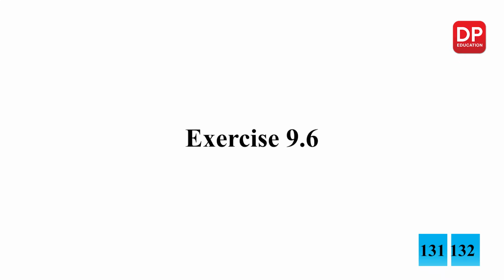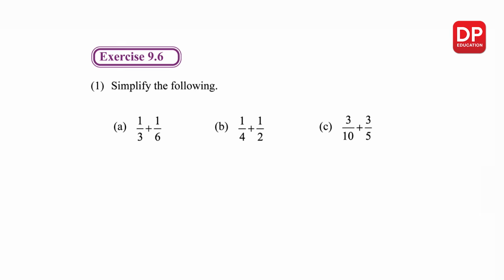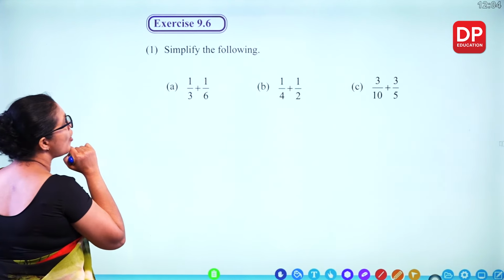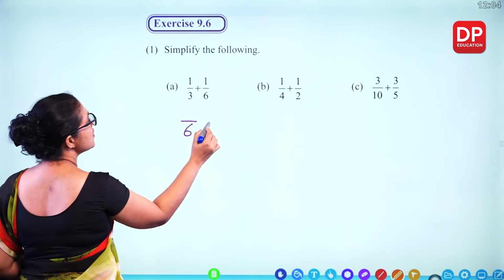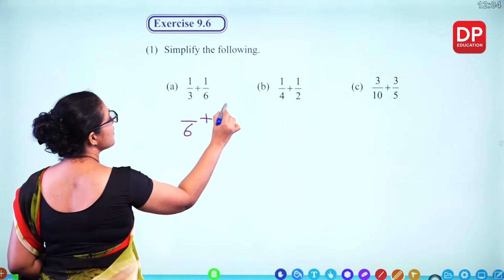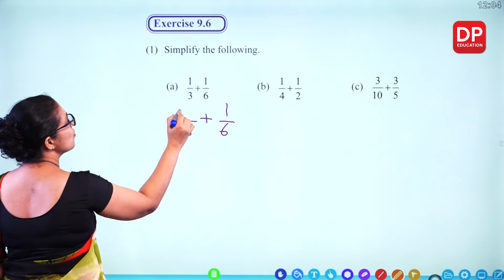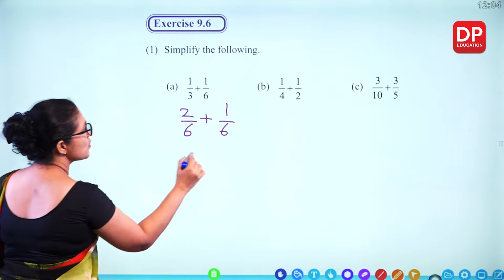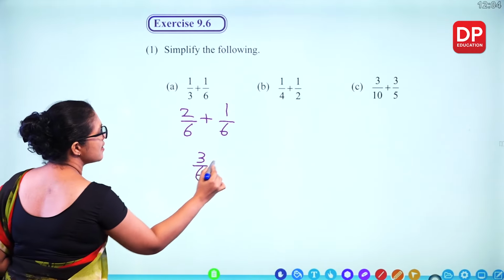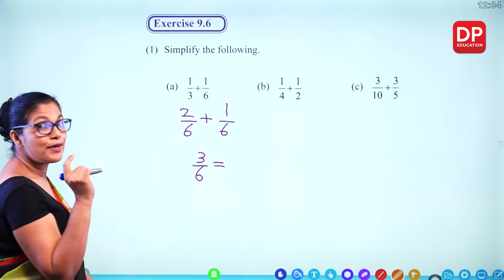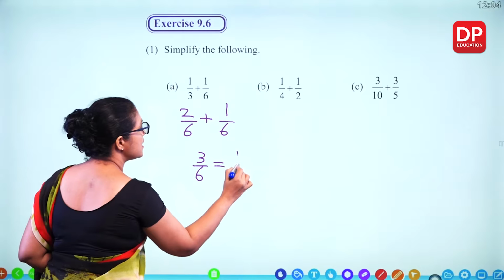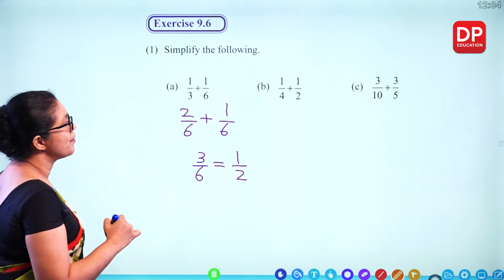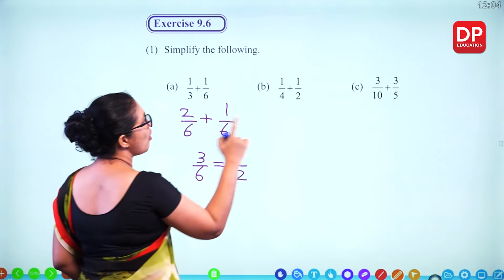Exercise 9.6. Simplify the following. You have to convert to the common denominator. So, we'll convert to 6. Multiply by 2. So, you get 2 here. 2 plus 1, 3. 3 over 6. Or simplify, divide by 3, both the numerator and the denominator. You get half.